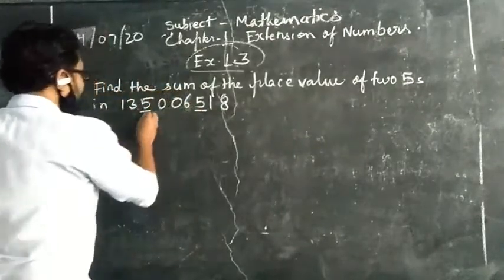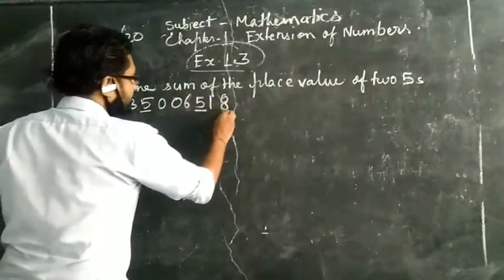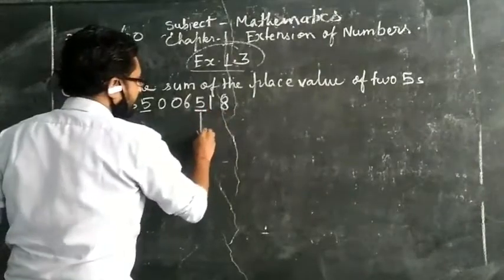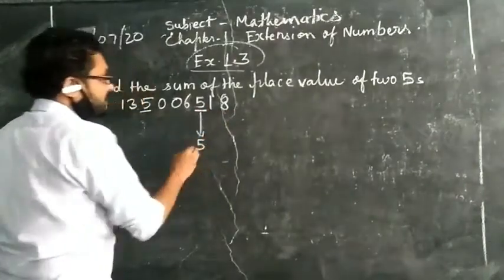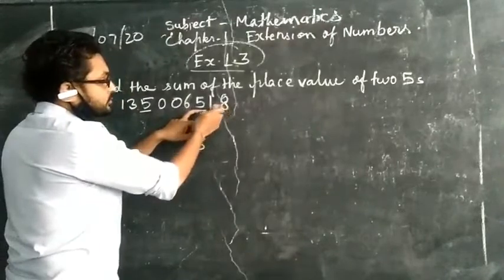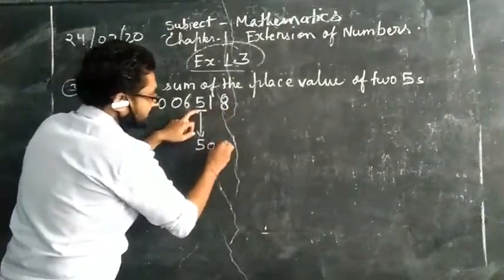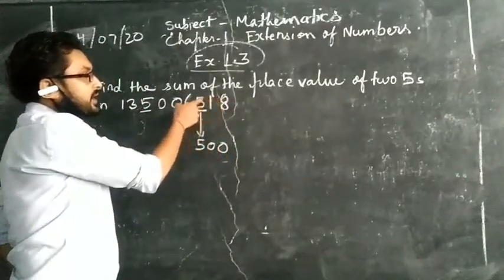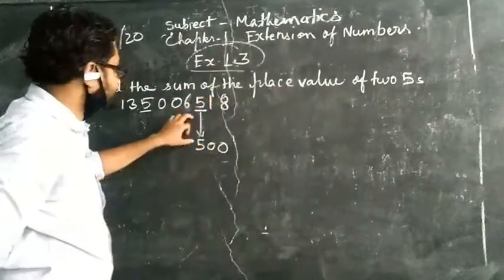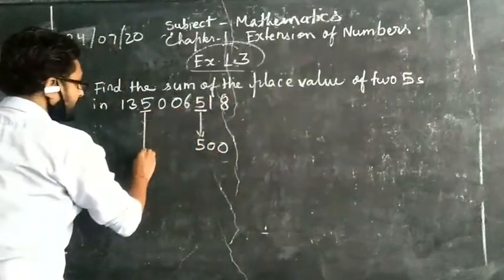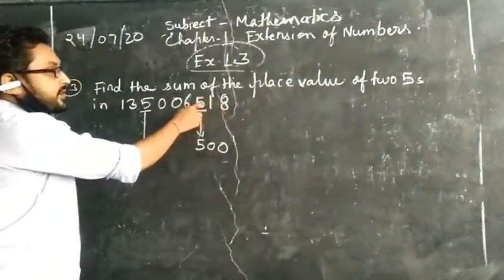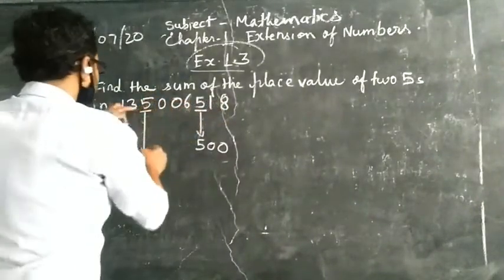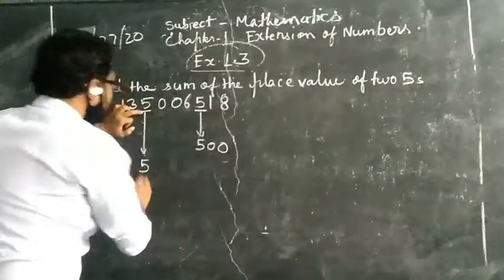So first of all we will see ones, tens, and this is the hundred place. So 5 is at the hundred place. After that there are 2 digits, so we will put 2 zeros, because 5 is at the hundred place: 500. Now for this 5: ones, tens, hundred, thousand, 10,000, lakh and 10 lakh. So this 5 is at the 10 lakh place.